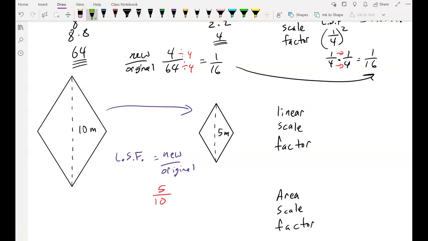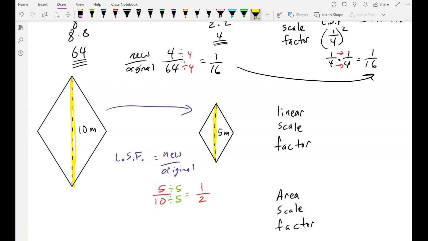We need to simplify that. We can divide both of these numbers by 5. 5 divided by 5 is 1, 10 divided by 5 is 2. So the linear scale factor is 1/2. That means that the diamond on the right is half the height of the diamond on the left.